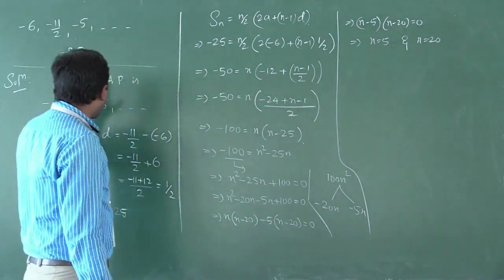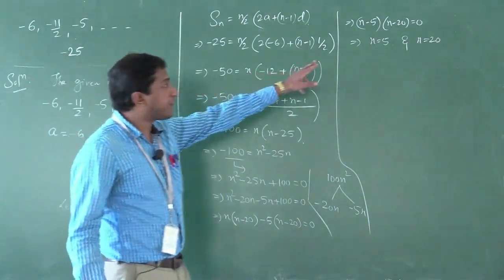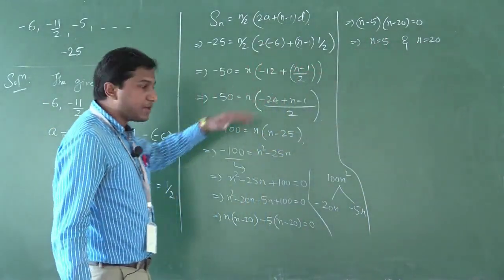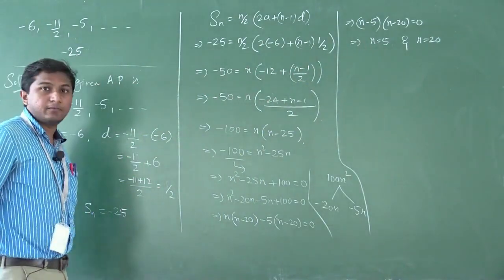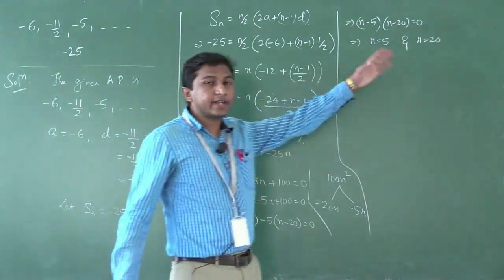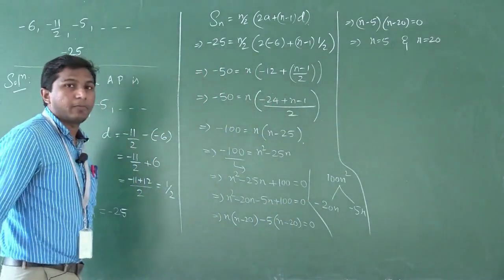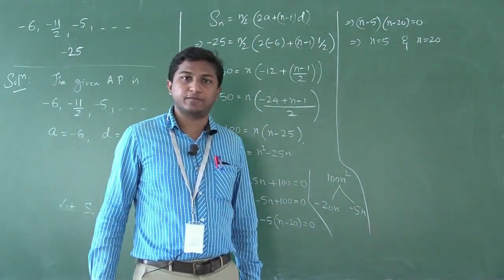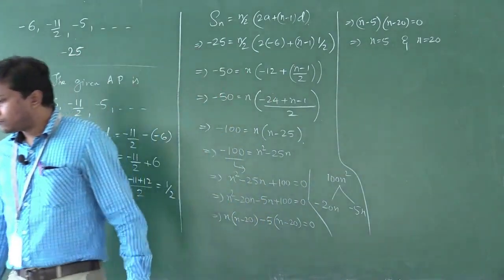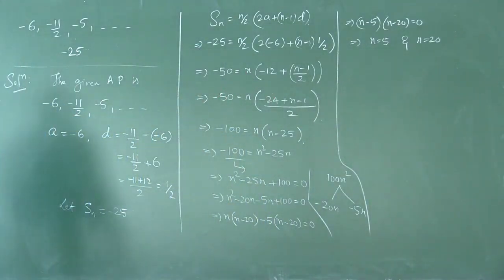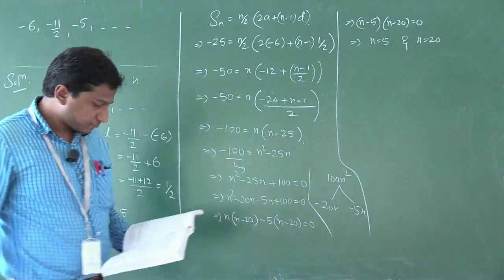So the sum of the first 5 terms of this AP is minus 25. Adding the first 20 terms of this AP also gives the sum minus 25. Okay, moving on. Next problem, write down this problem.